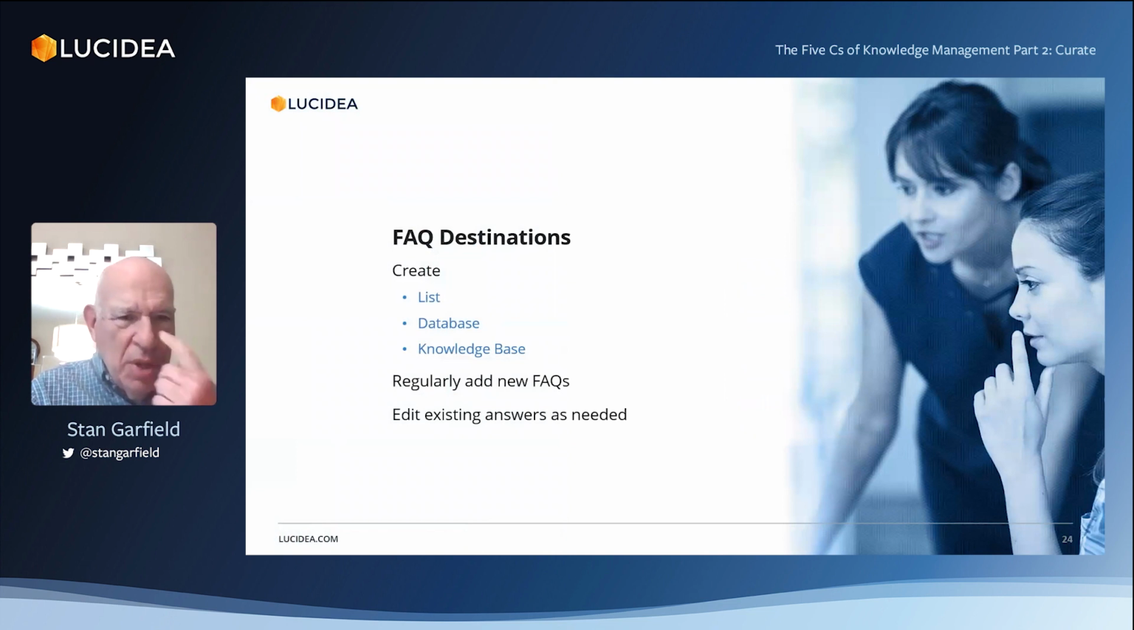The destinations for frequently asked questions can be in lists, databases, and knowledge bases. So you can choose for your organization which work the best for you, but somewhere where the content that you put can be easily referenced, it can be sorted and searched and filtered and easily updated as it needs to be. And then you can regularly add to it over time as new questions become available. As you identify ones that are being asked frequently in the future, you can add them to your frequently asked question list or database. And you can go back and edit the existing answers as needed, as things change, as better answers get provided, and so forth.